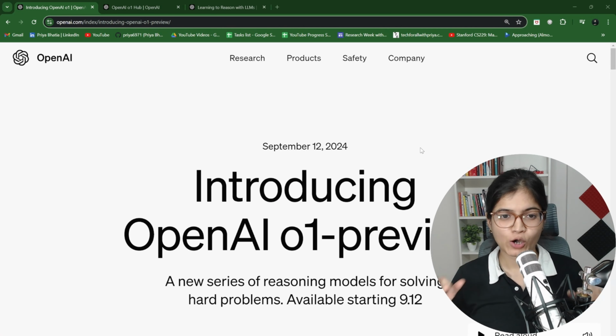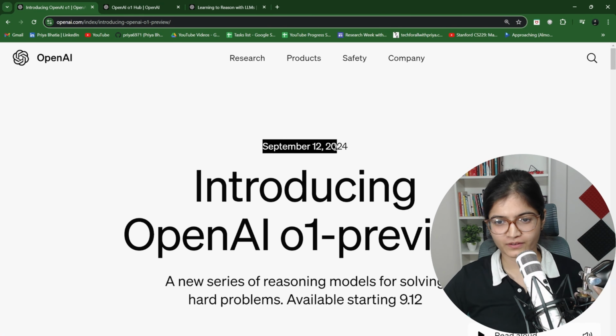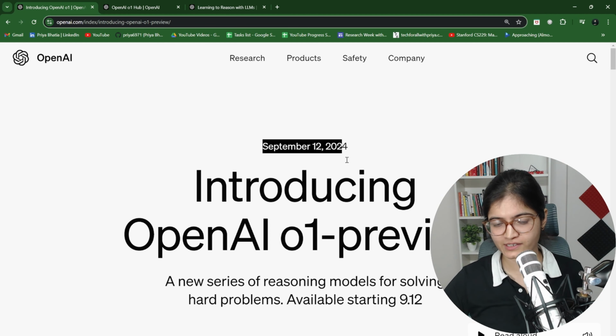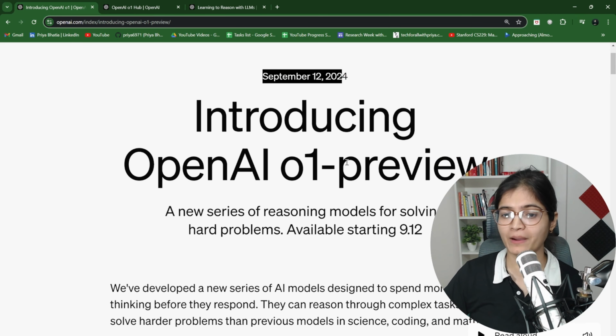So I think that now you can see my screen, and this is the article which you have. You will be able to observe that on 12th of September 2024, this specific OpenAI preview came up, which is a new series of reasoning models for solving hard-level problems.